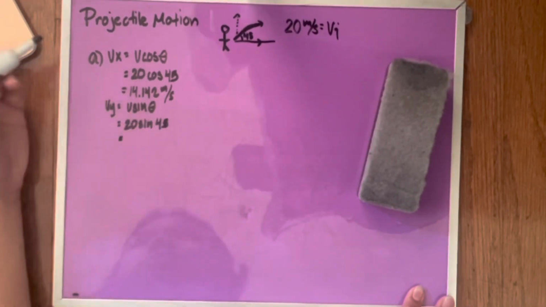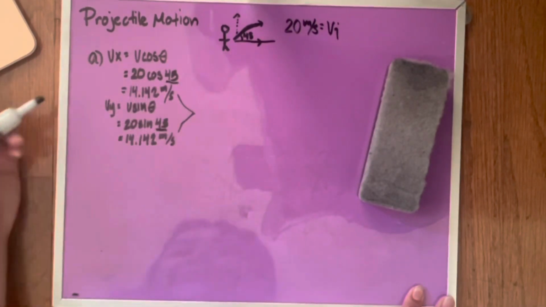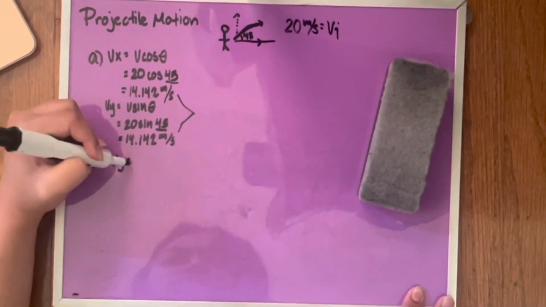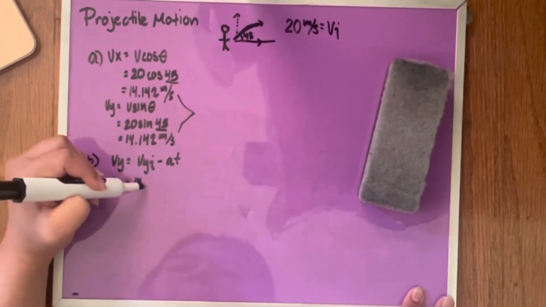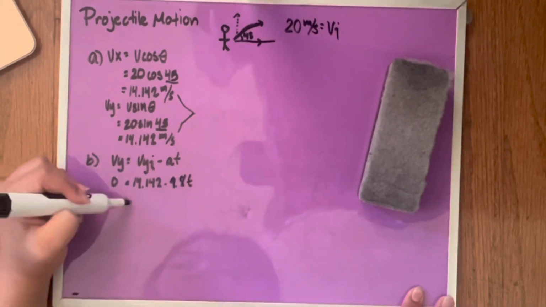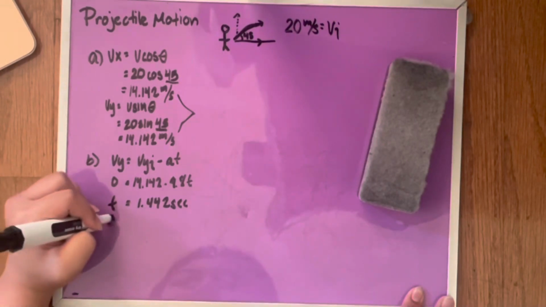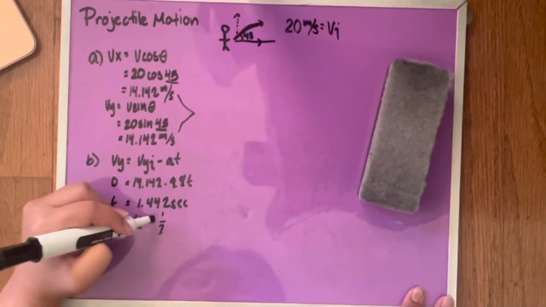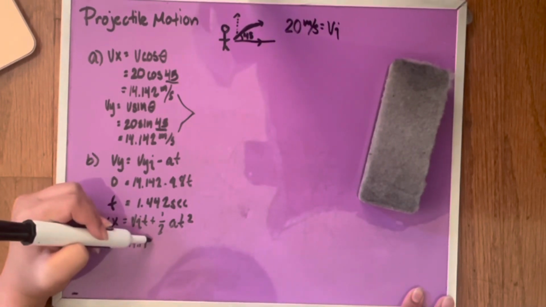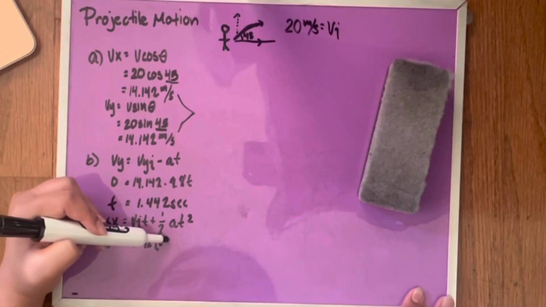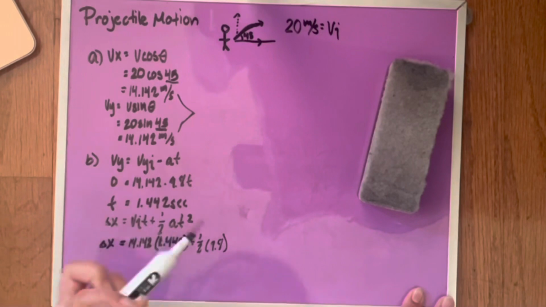In order to find the maximum height, we first have to find the time. The time is 1.442 seconds. So we plug that into the other kinematics equation, and it gives us 10.204 meters.